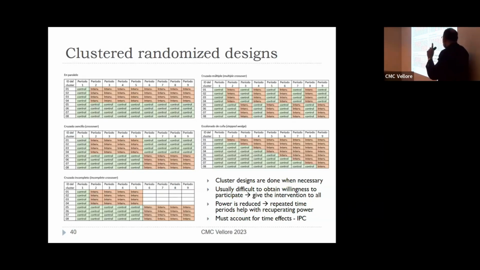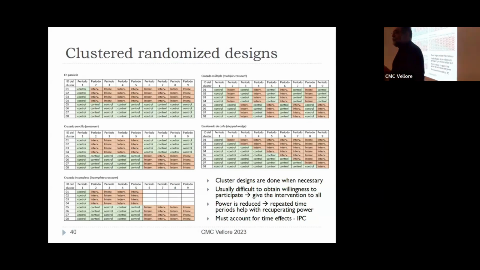You're happy. Why? Because now you have 8 times 9 over 2, so 36 control periods and 36 intervention periods. I have lots of data.